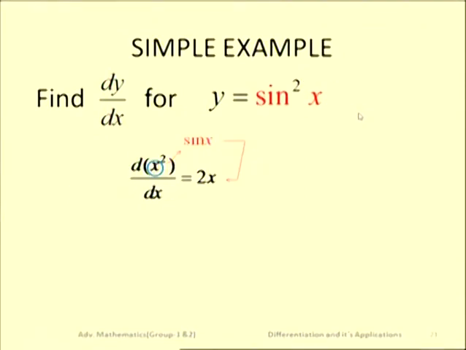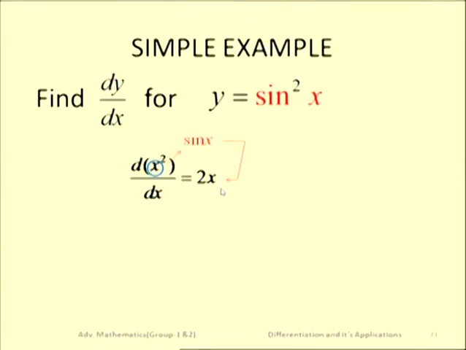Now, one more example where we have to differentiate y with respect to x, for y is equal to sine square x. Here we have two functions, one is x square and another is sine x. We know that the derivative of x square with respect to x is 2x, but x here is replaced by sine x. So if I take the derivative of sine square x, on the right-hand side I have to replace x by sine x. So it becomes 2 sine x.